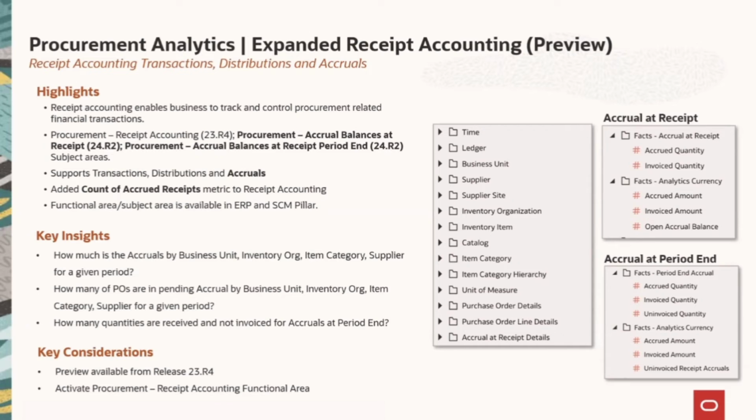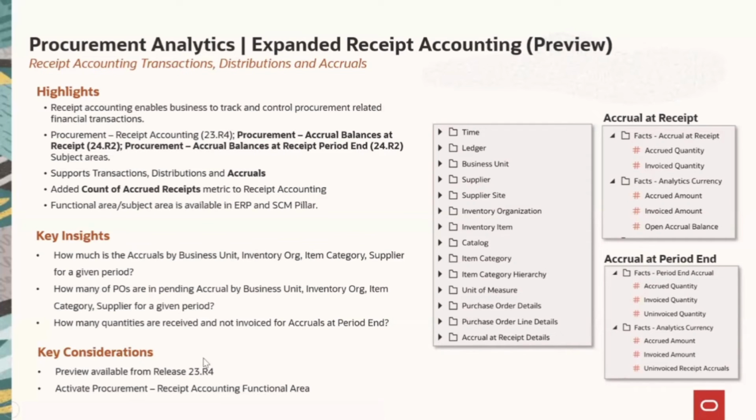So as a receipt accountant, I should be able to analyze my accruals by business unit, by inventory org, by item, by category, and by supplier for a given period. And also I can see what are my pending POs, or I would say what are my accrual balances which need to be cleared. I can see them by various dimensions. And also I can see what are the quantities received and not invoiced. So that also I can see.